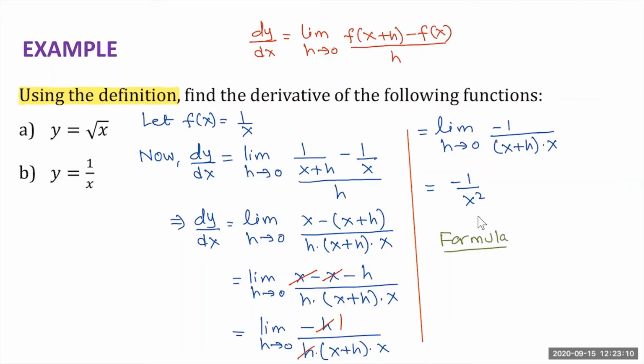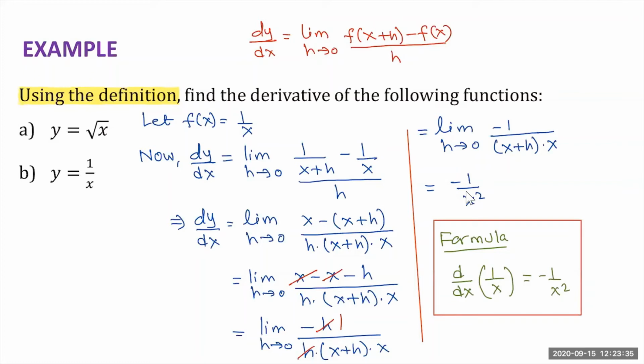So remember that the derivative with respect to x of 1 over x is negative 1 over x squared. So that is the formula that we need to remember from this example. Okay, that is the end of example part B.